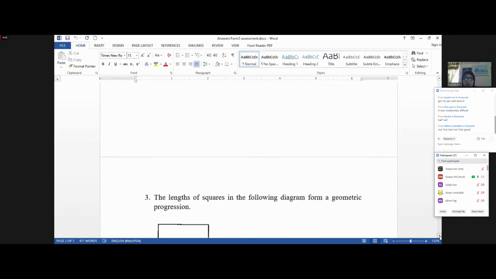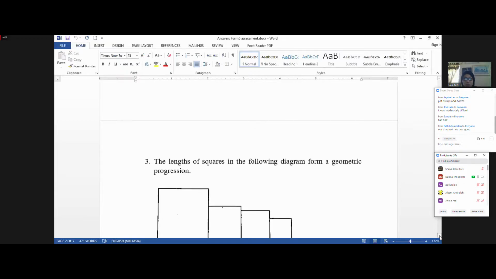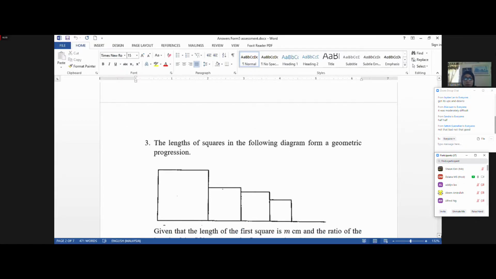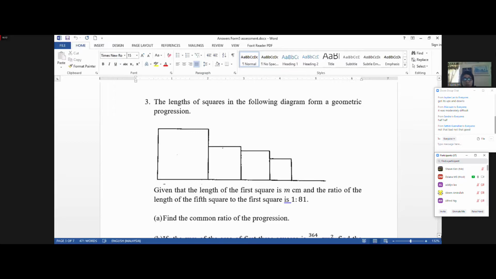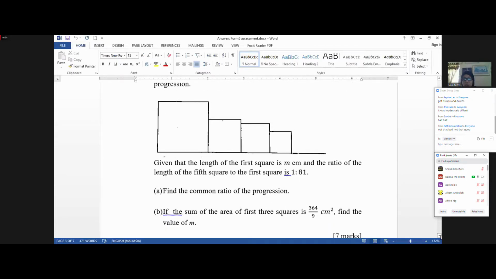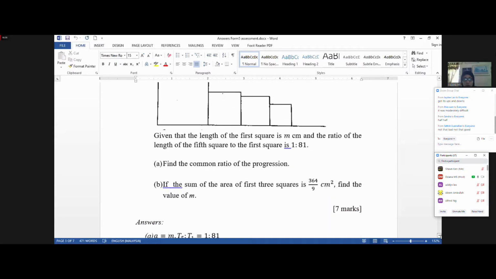It's a problem solving question. The lengths in the following diagram form a geometric progression. Given that the length of the first square is m and the ratio of the length of the fifth square to the first square is 1 over 81. So that is the ratio given between T5 to T1. Find the common ratio, and find the value of m if the sum of the area of the first three squares is given.